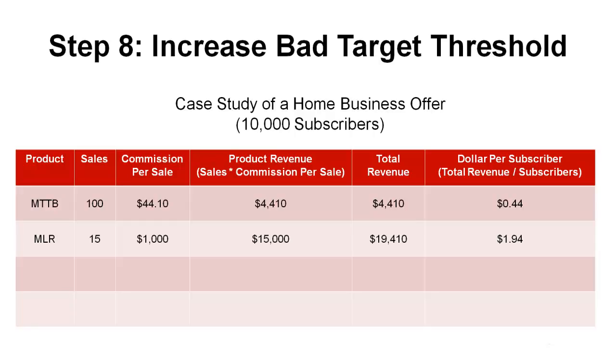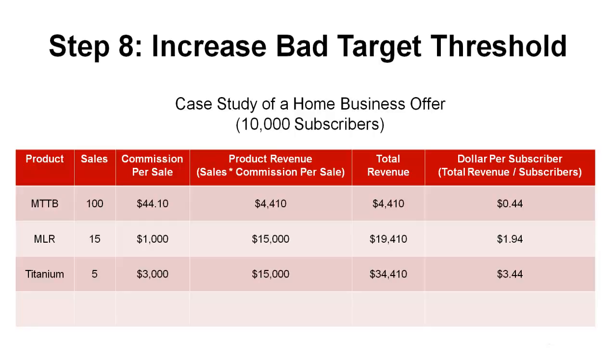Out of the 100 new customers, 15 invest in the second product called MLR with a commission of $1,000 per sale. I will have made $15,000 on MLR alone and a total of $90,410 in total. Now, at this specific point, the dollar per subscriber is on average $1.94.